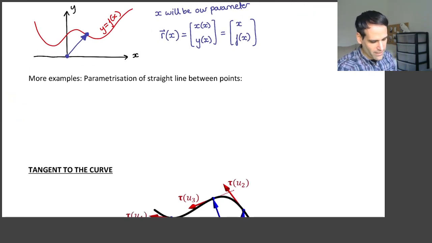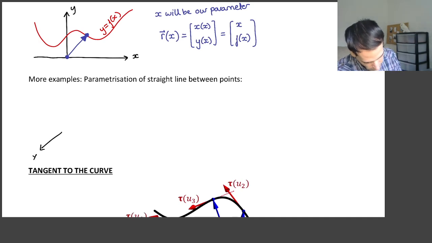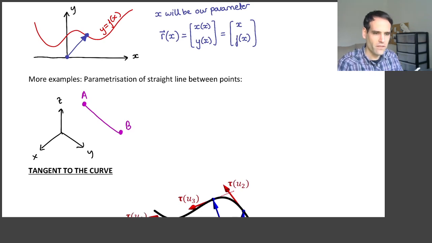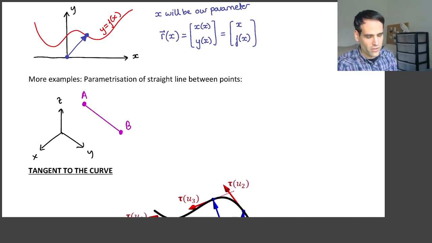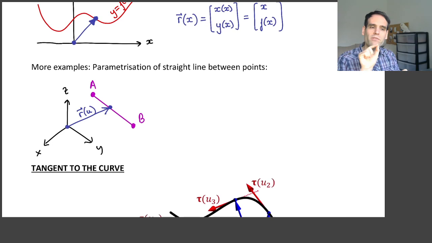Next, what if we want to parameterize a straight line between 2 points? Okay, so let's go back to 3 dimensions, x, y, z. And let's say that I want to parameterize a curve that goes between point A and point B. I want to parameterize this straight line curve. How do I do that? So I clearly need to find an expression for the vector that points from the origin to any point on this line, and that will be my vector r, which depends on some parameter u. And I need to make sure that when I change this parameter u between the minimum and the maximum value, I go from A to B.